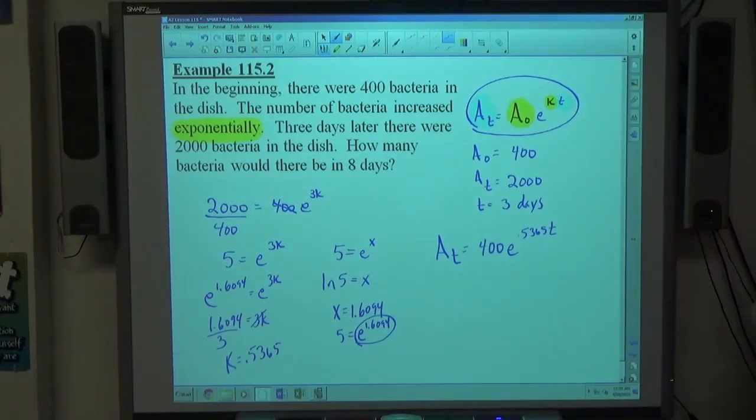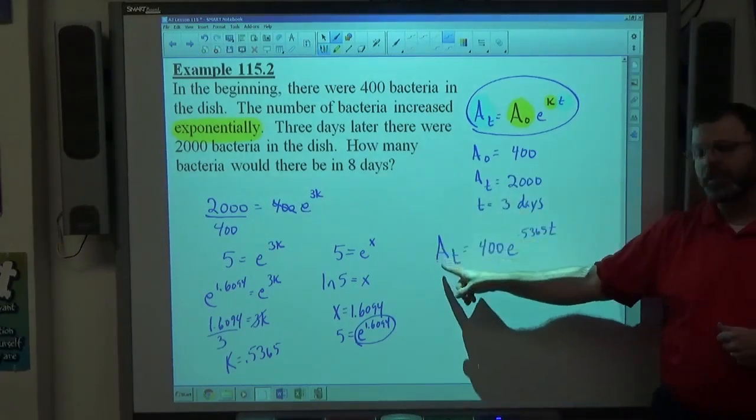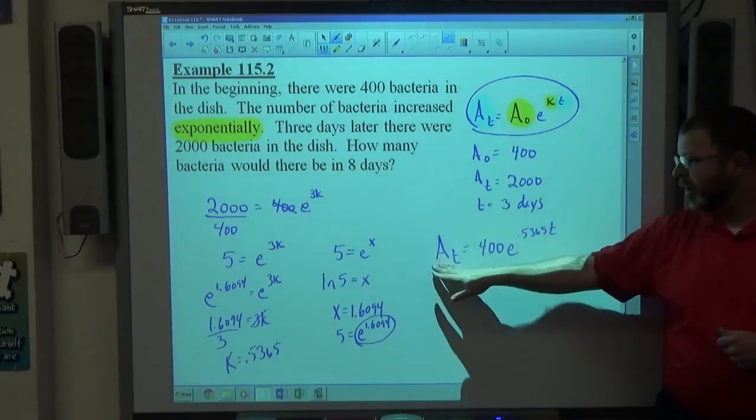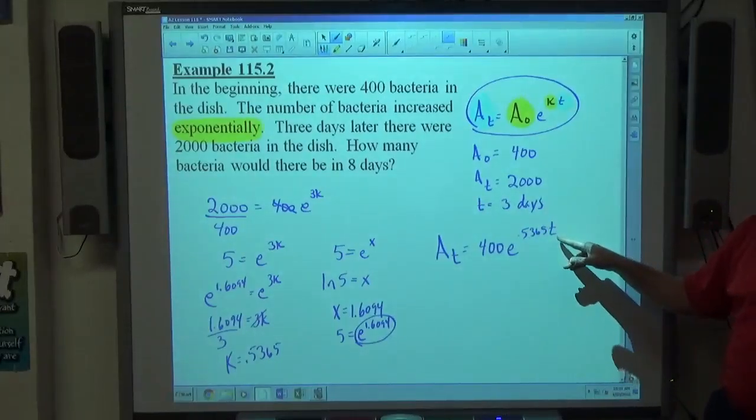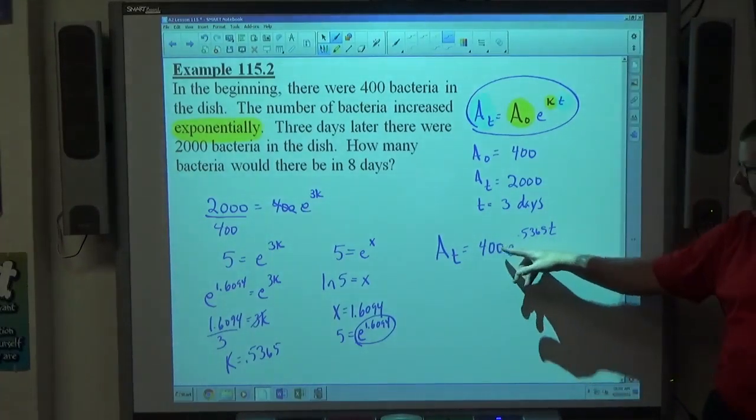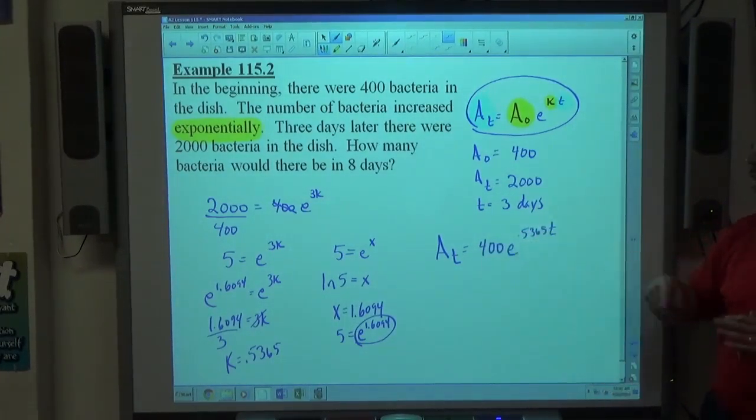And then they're going to ask me one of two things. How long does it take to get a certain amount of bacteria? If you get a number here, it's going to work out pretty much the same way this did. Or they're going to say, how much do we have after this amount of time? In which case, all you have to do is evaluate this thing over here. And that's what they're doing here.